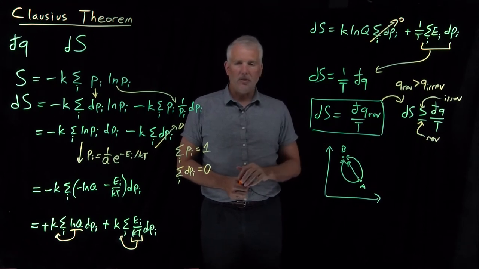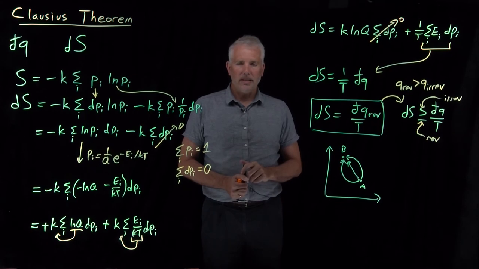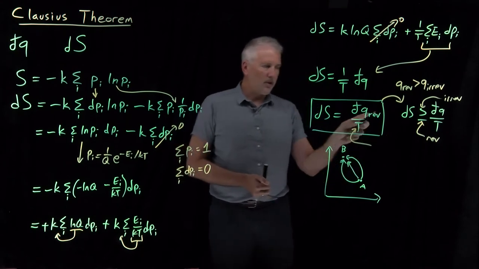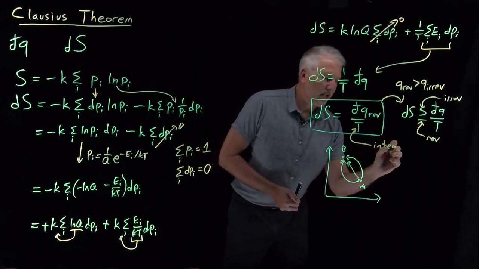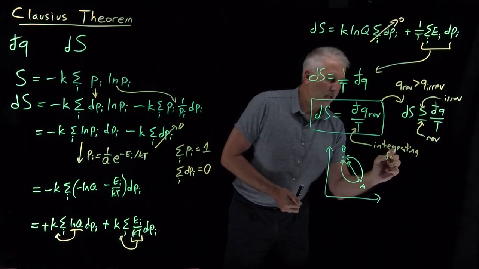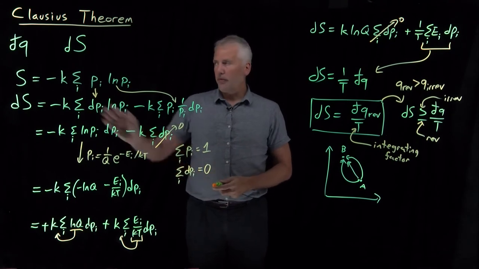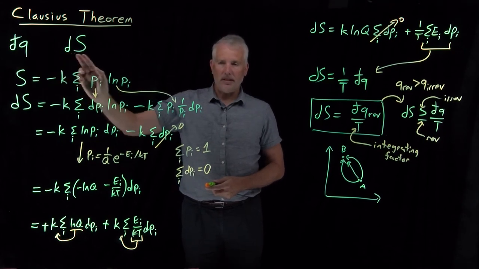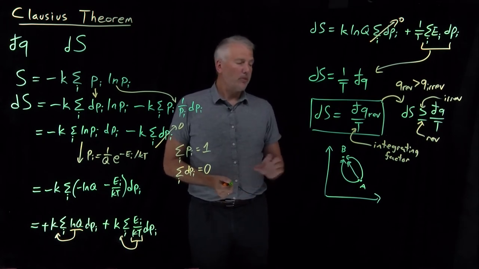And the reason that's not a contradiction is because of this 1 over T. The 1 over T is an integrating factor. You might recall we talked about integrating factors when we first talked about exact and inexact differentials. The 1 over T is an integrating factor that converts the path function dq into a state function dS. So that's really what we've just succeeded in determining: we've found an integrating factor. 1 over the temperature happens to be an integrating factor that will convert the path function, inexact differential dq into the state function, or exact differential, dS.